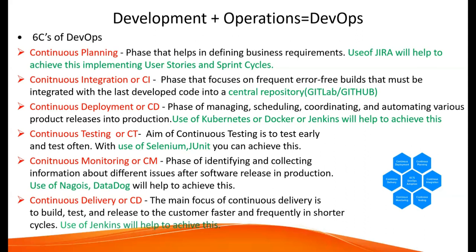Moving to our fifth C, which is continuous monitoring, or CM, the phase of identifying and collecting information about different issues after software release in production. And how can you do that? By use of Nagios, Datadog. You can also use Prometheus. You can also use Grafana.